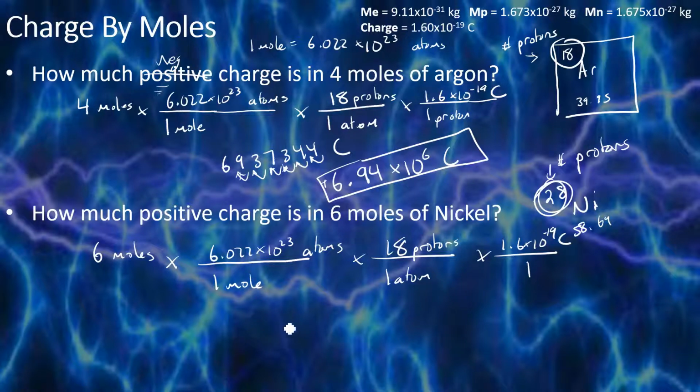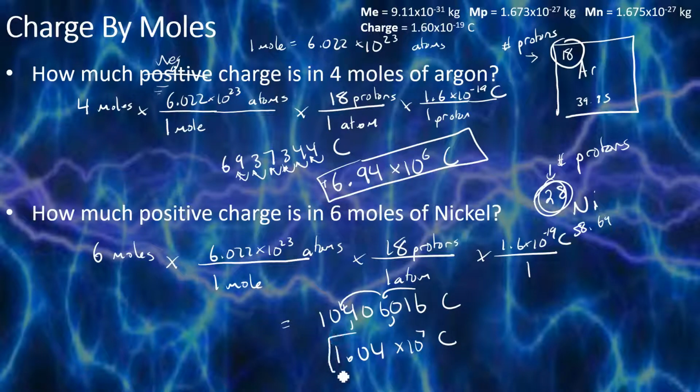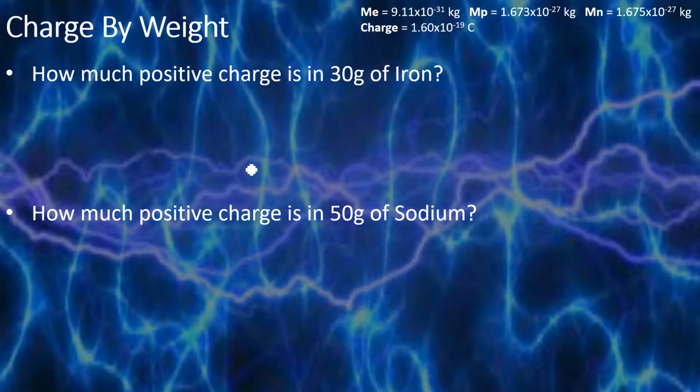Now, assuming I didn't mistype anything, I get 104.06016 coulombs, and that looks to be 1.04. Let's see, 1, 2, 3, 4, 5, 6, 7 times 10 to the 7th coulombs. All right, almost done here.